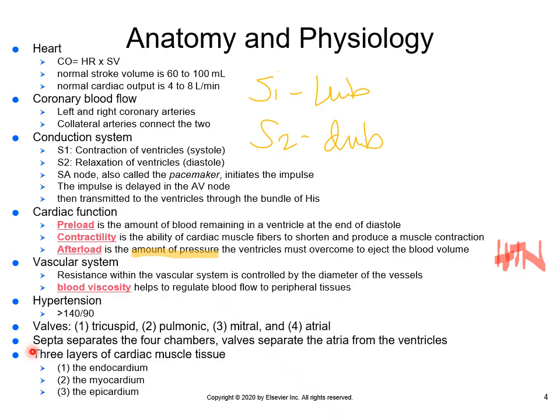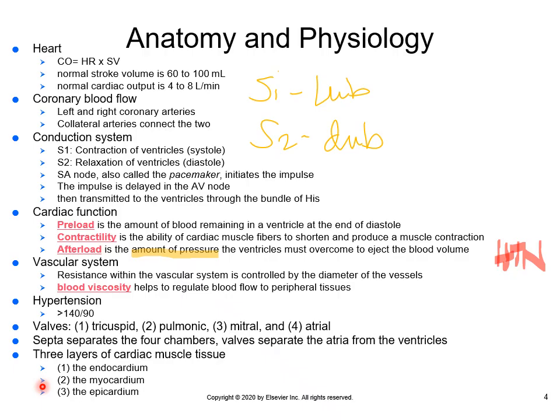Septum is what we call, or septa, the one that separates the four chambers of the heart. Again, the four chambers of the heart are the right atrium, the right ventricle, the left atrium, and the left ventricle. Then there are three layers of cardiac muscle tissue: the endocardium, the myocardium, and the epicardium.